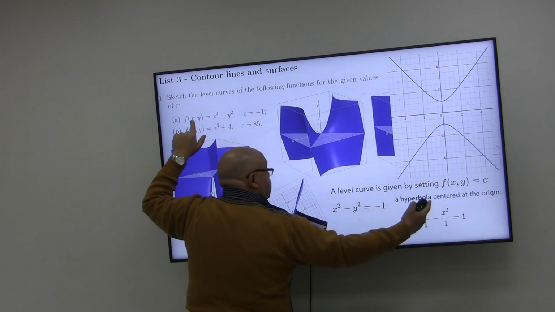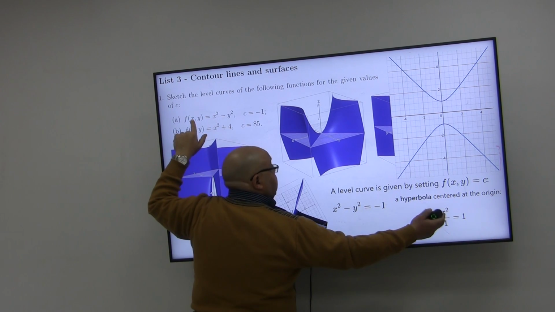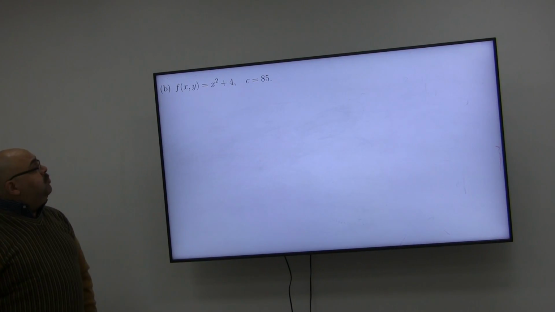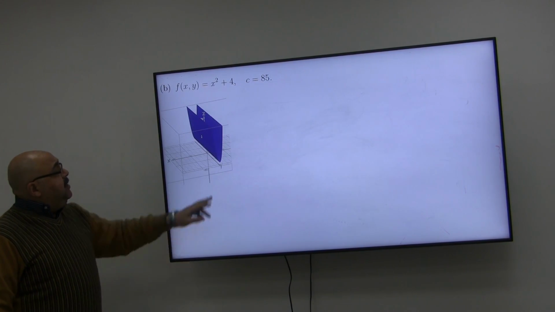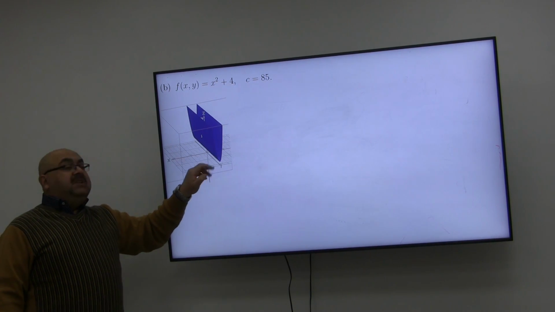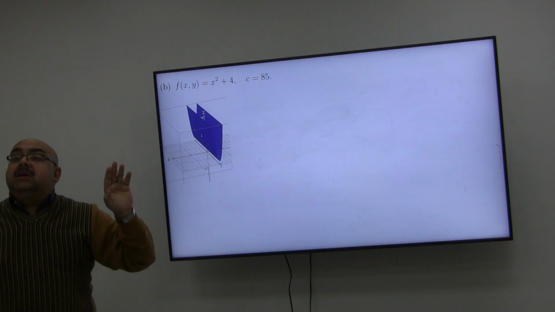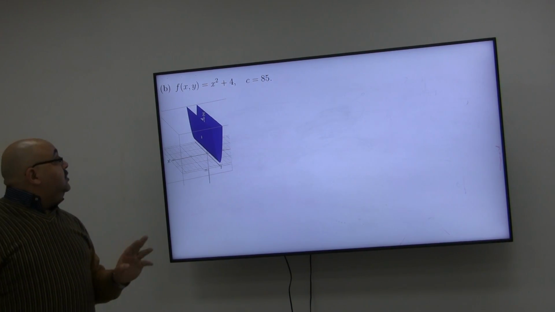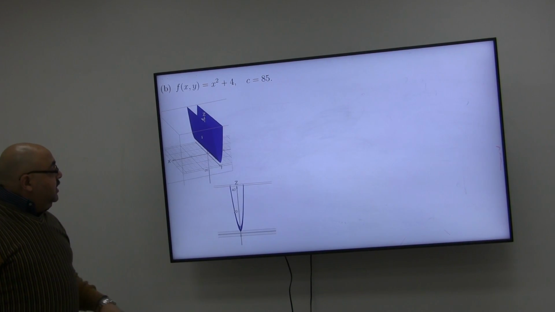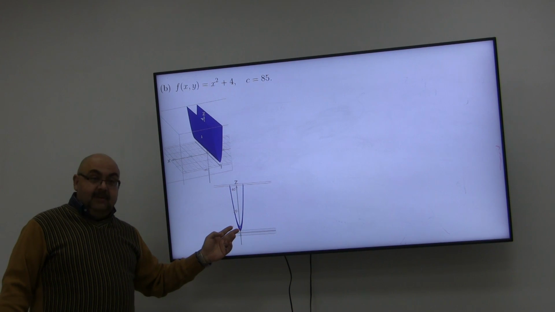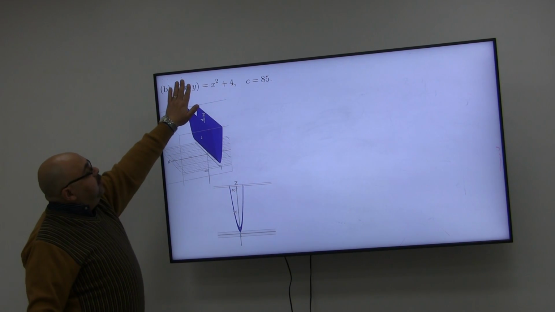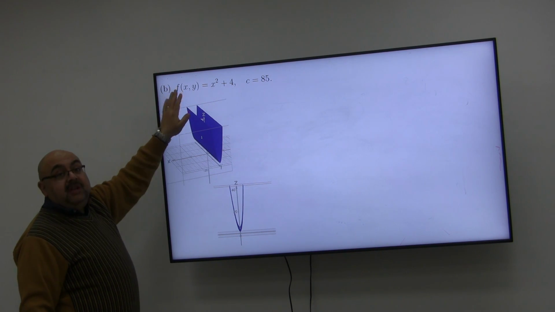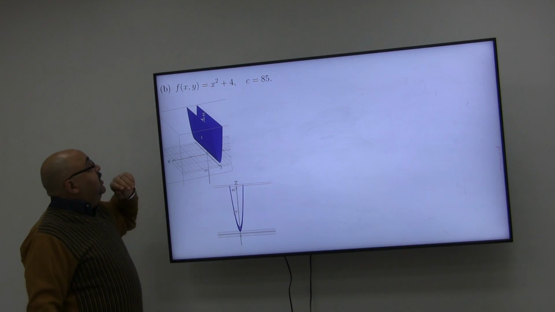This equation is exactly like this one. And this one is an equation of a hyperbola, symmetric about the x-axis, that's the axis in the middle. Once more, for this one, it's going to be a parabolic cylinder, if you remember, parabolic cylinder. So if I cut it with c equal to 85, it's going to give you a parabola. Okay? Just replace this with 85, so x squared will equal 81. So that's the equation that you will be dealing with.